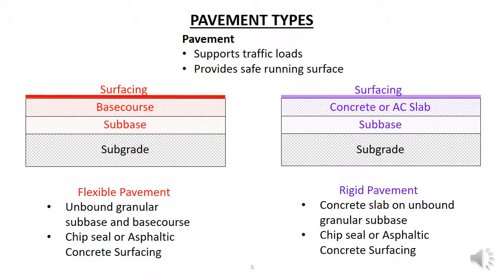Rigid pavements are constructed of a reinforced concrete slab or a dense asphaltic concrete layer greater than 100mm thick, sitting on an unbound granular sub-base or base course. The concrete slab is sometimes the road surface or, more commonly, a layer of asphaltic concrete is placed on top of the slab.